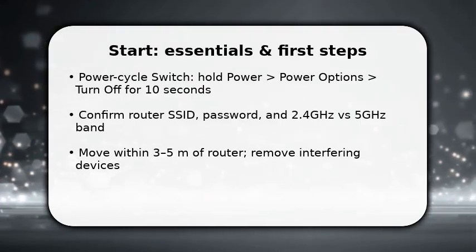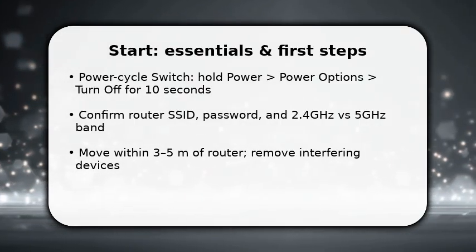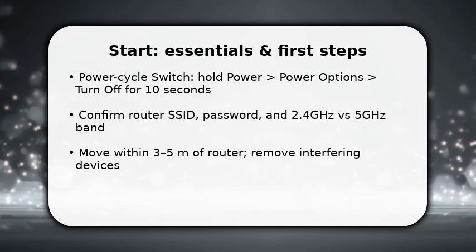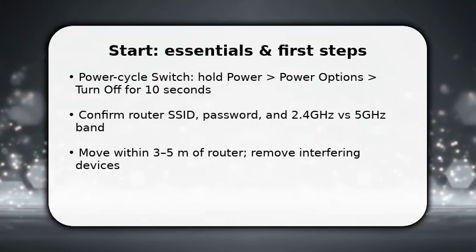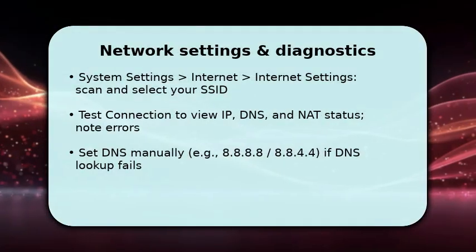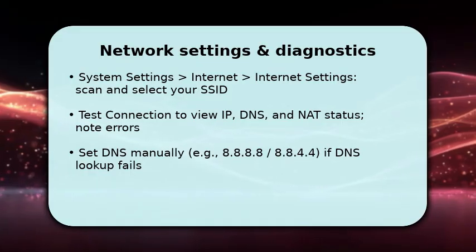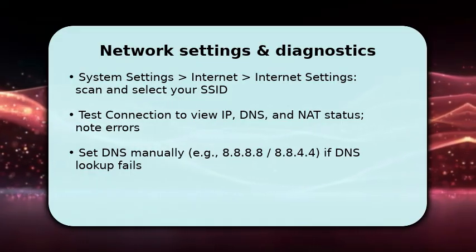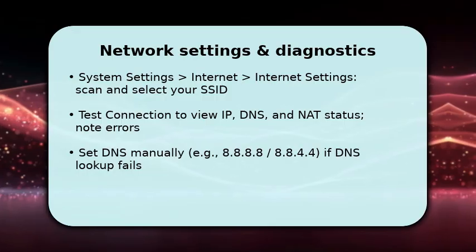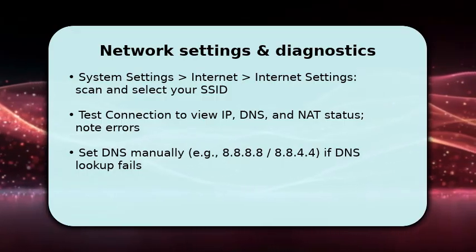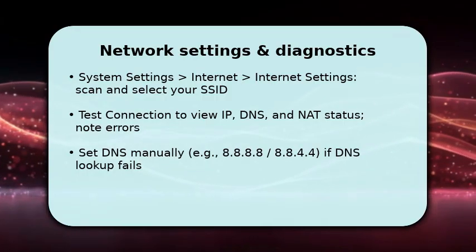Now power the Switch back on and open system settings so you can start the explicit network connection steps. You'll now run targeted diagnostics inside system settings. Go to Internet, then Internet settings, and scan for your SSID, select it, and enter the password carefully. After connecting, run test connections so you can see IP, DNS, and NAT type. These tell you where failures occur.